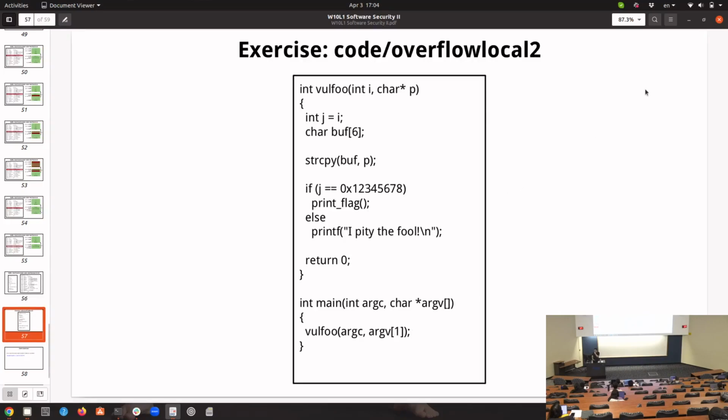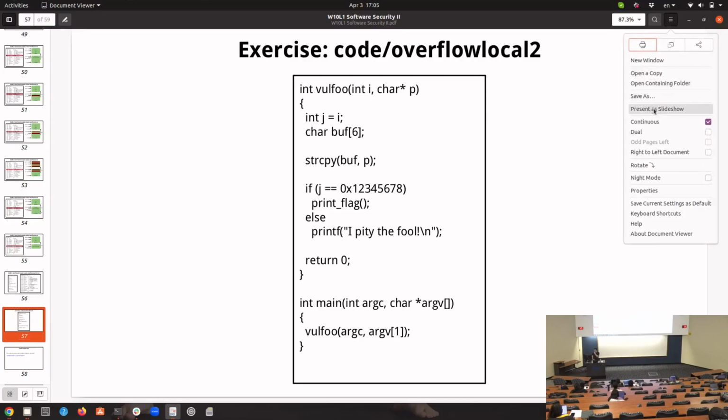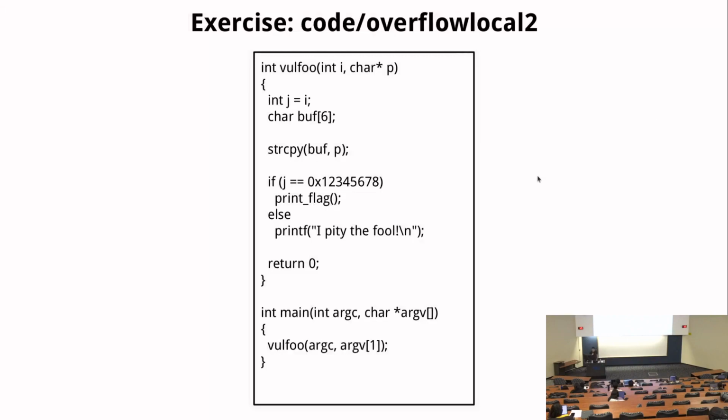Okay, so let's take a slightly more complicated example. This one has almost the same vulnerability. The I here is not 0 anymore. It's the number of command line arguments, in this case 2. Then the same strcpy vulnerability. However, you have to make J equal to this exact number to trigger the print flag. Otherwise, it doesn't, right?